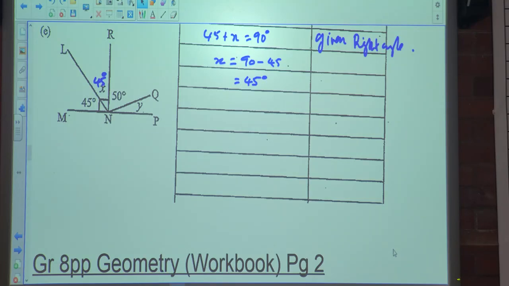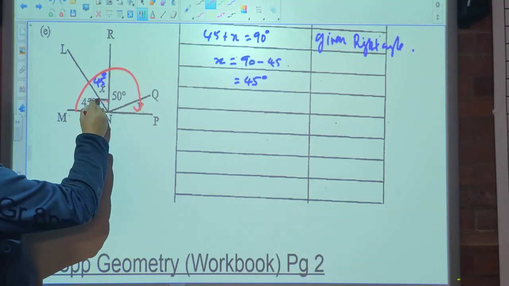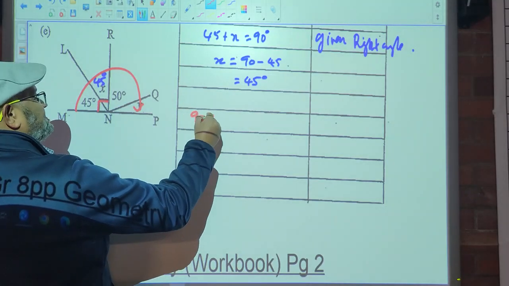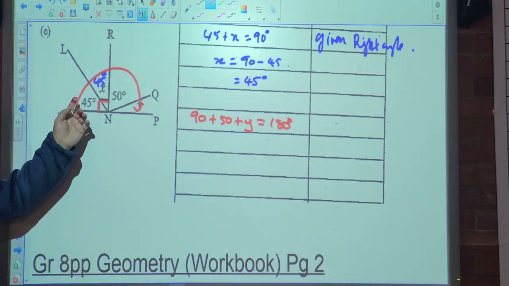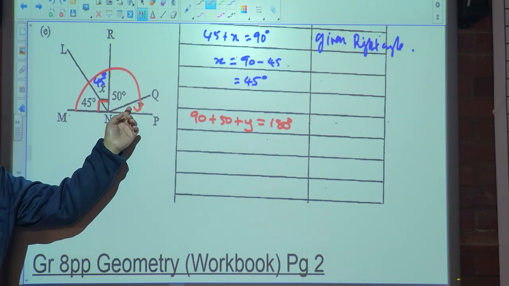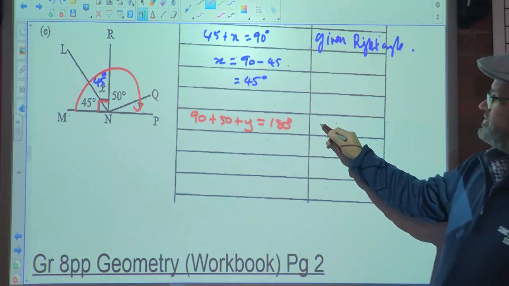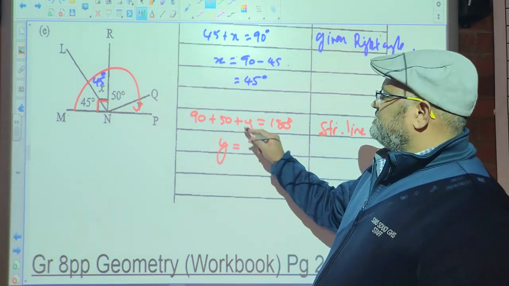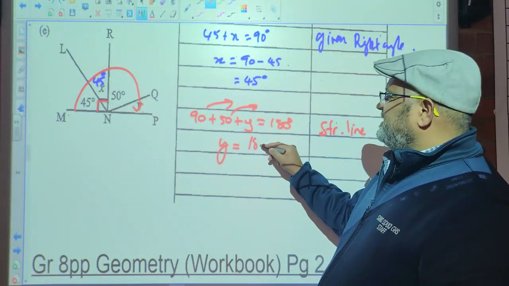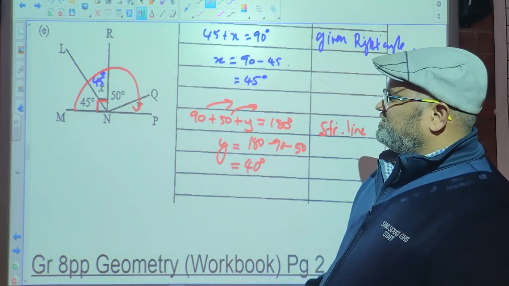Right. How are you going to solve for y? Angles on the straight line. Okay, so what do we say? This is 90 plus 50 plus y is equal to 180. Or you could have said 45 plus 45 plus 50 plus y is 180. It's the same thing. Okay. Reason? Straight line. You take y as the subject, you take it over, it becomes 180 minus 90 minus 50, which is 40 degrees.